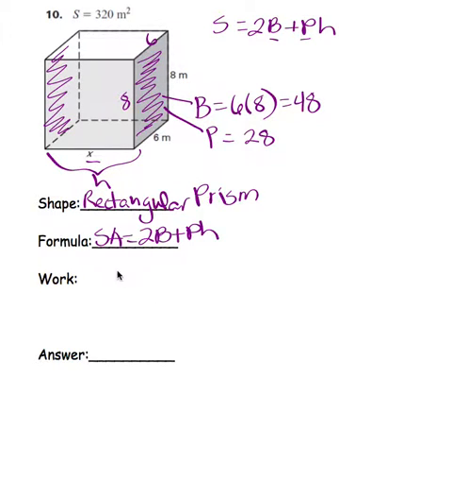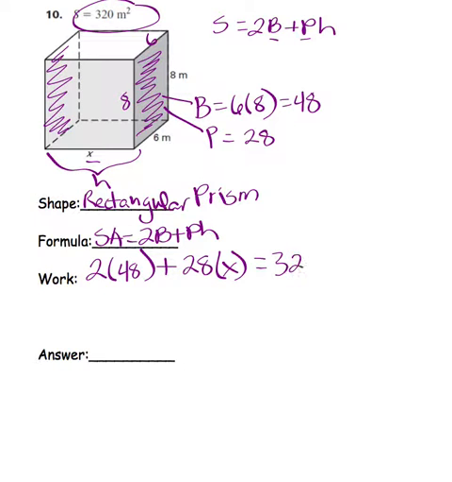So plugging this into the formula, 2 times the area of the base, which is 48, plus the perimeter of the base, which is 28, times the height, which I said was going to be x. That's the surface area. So it equals the surface area that they gave me, which is 320. So now we just need to solve this algebraically and find x. So 2 times 48 is 96, plus 28x equals 320.